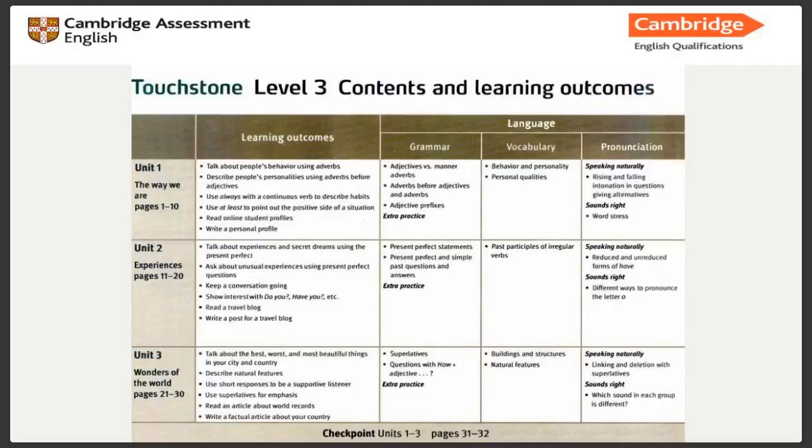The grammar section will also include some extra practice exercises located towards the end of the book. Also at the end of the book is a section called Sounds Right for further pronunciation practice. Now it's up to you to decide whether the extra practice grammar exercises and Sounds Right pronunciation practice is to be done in class time or given as homework. This is the reason for their location at the end of the book.